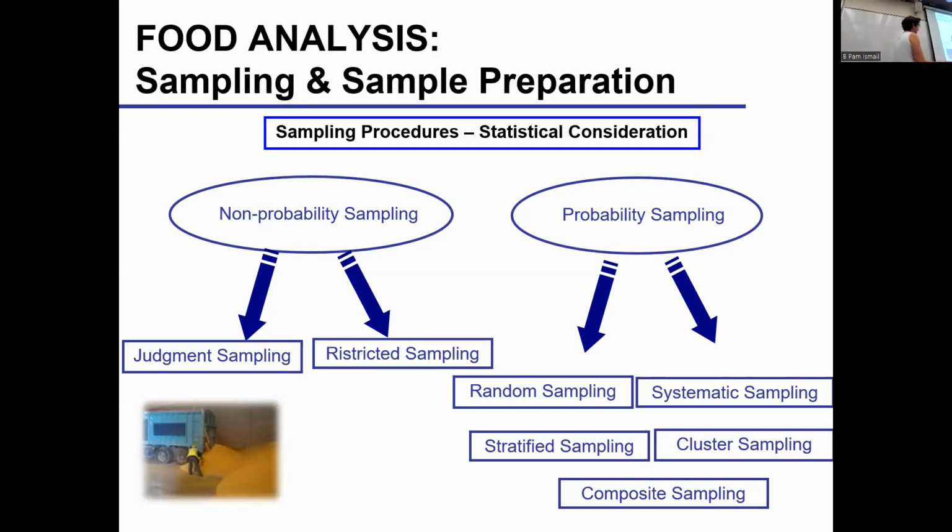And the composite sampling, we talked about that. This is most commonly used in nutrition labeling. You take different samples, you prepare one composite sample, and from there you do subsampling to do your analysis.